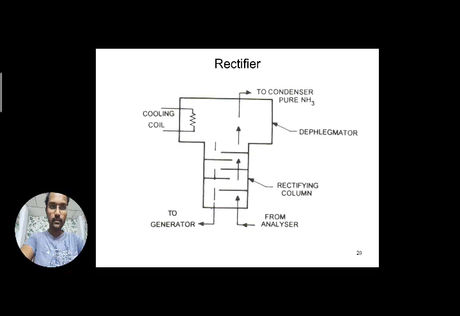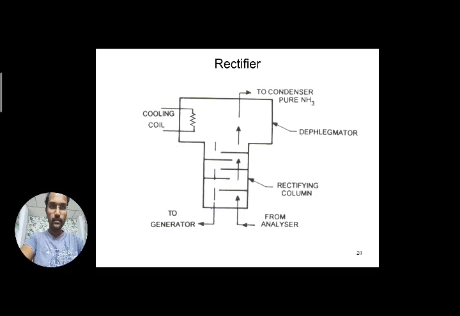So here from the analyzer, it is entering through this rectifying column. It means it is making the same process again, making contact with these baffle plates, and due to the further cooling process, whatever water vapor is present in the ammonia vapor will further get condensed and drop at the bottom. Again, those water particles are sent back to the generator component. So this is a diagram, you can note it down for a rectifier.